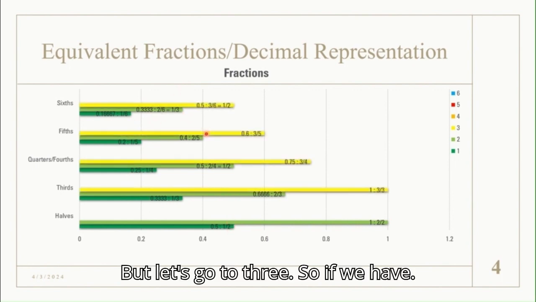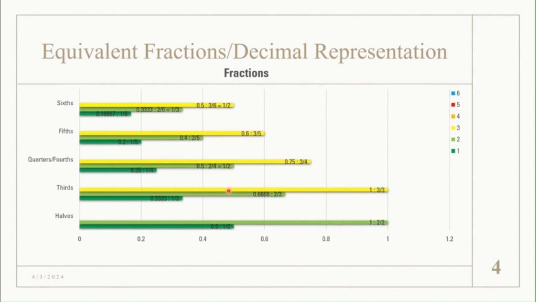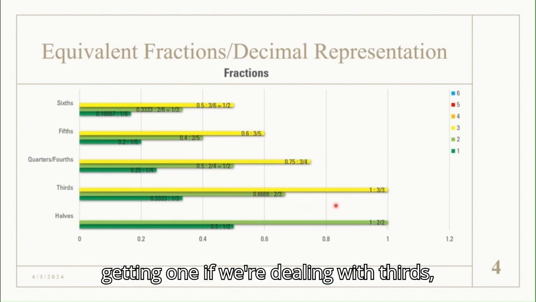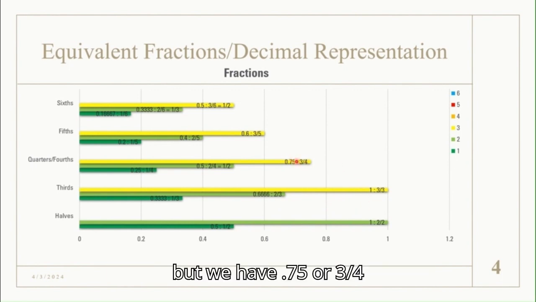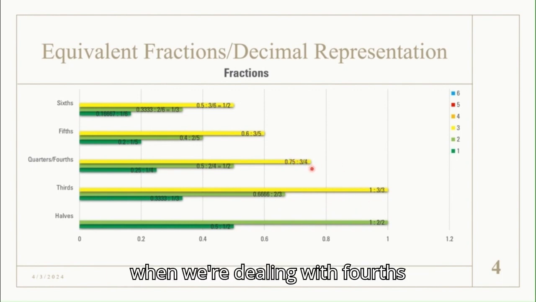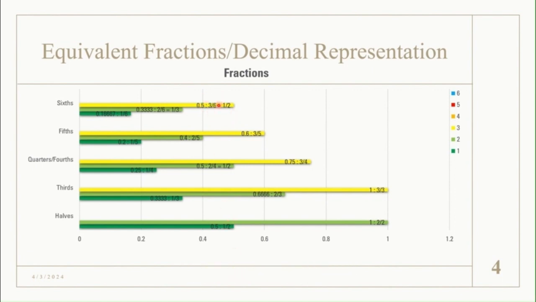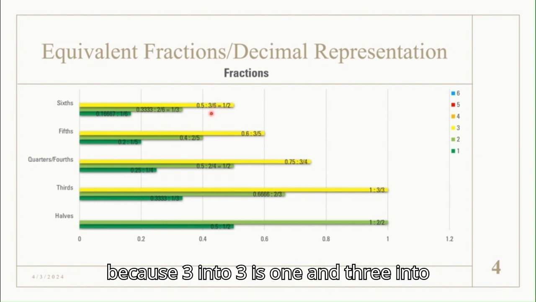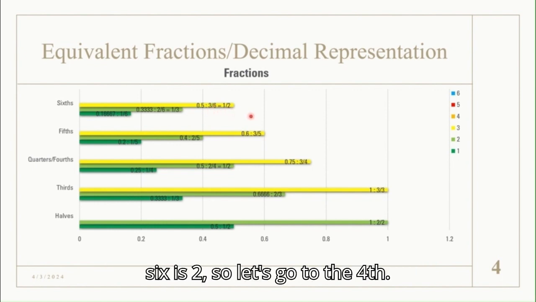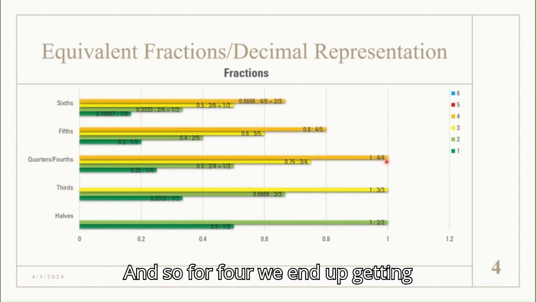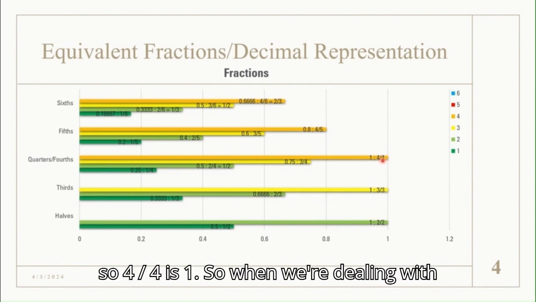But let's go to 3. If we have three parts of a number, we end up getting 1 if we're dealing with thirds. But we have 0.75 or 3/4 when we're dealing with fourths, 0.6 when we're dealing with 3/5, and 0.5, which again is equal to 1/2, when we're working with 3/6, because 3 into 3 is 1 and 3 into 6 is 2. And so let's go to the fourth. For 4, we end up getting 1. So 4 over 4 is 1.